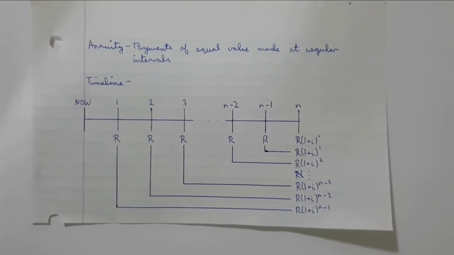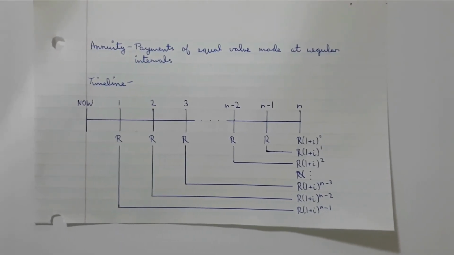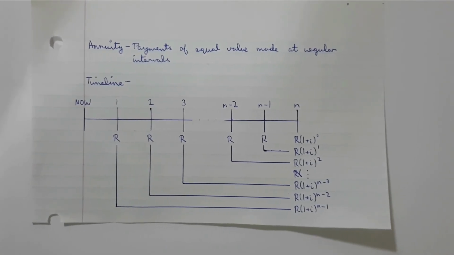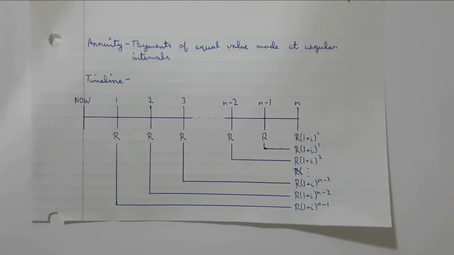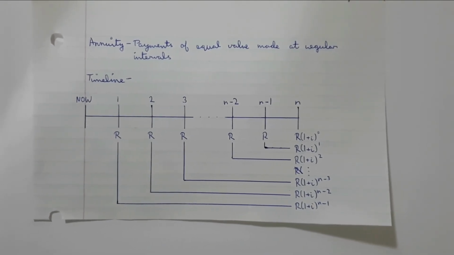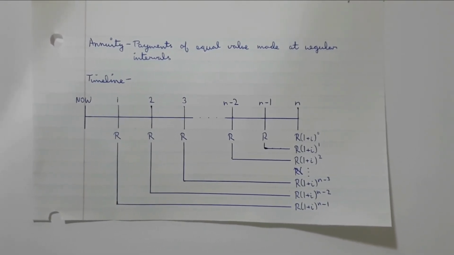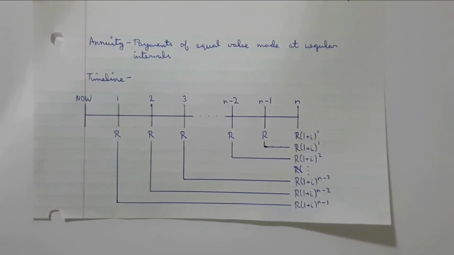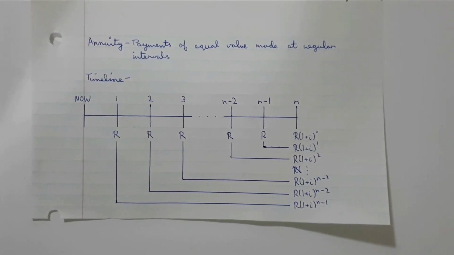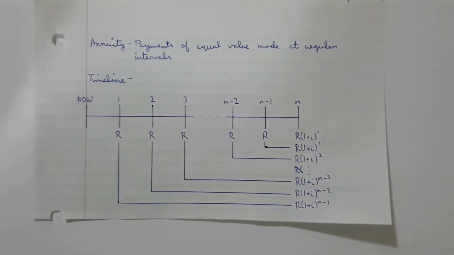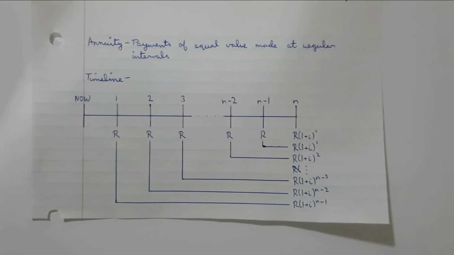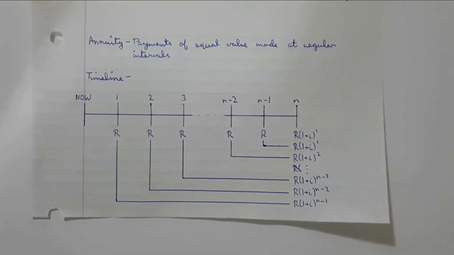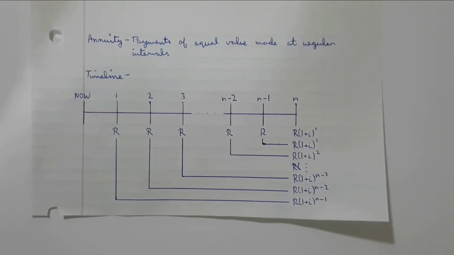To calculate the end value of each regular payment, you multiply it by 1 plus i to the power of compounding periods that have passed since the payment was made. For example, the second last payment will have an end value of regular payment times 1 plus i to the power of 1 since one compounding period has passed. The third last payment will have an end value of regular payment times 1 plus i to the power of 2 since two compounding periods have passed, and so on. This is a geometric series with the common ratio of 1 plus i.